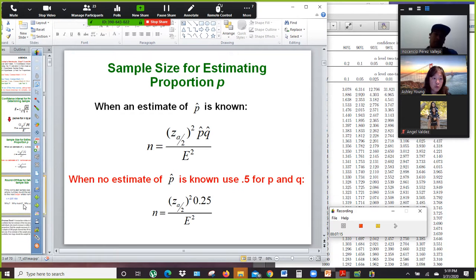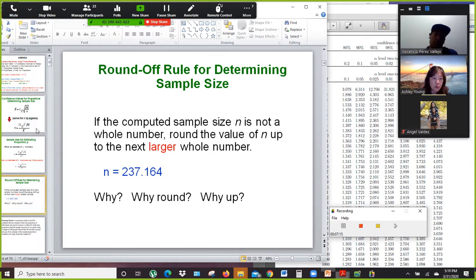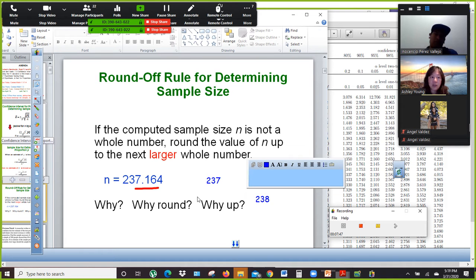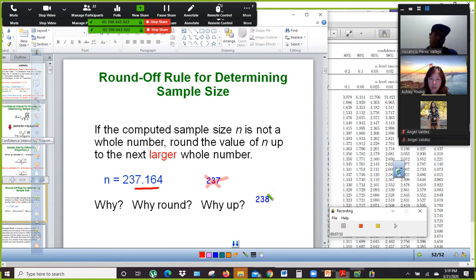One more thing. Rounding off rule, remember we have to round up because you cannot sample a portion of a person. You have to sample the whole person. And again, 237 is not enough because if I had 237 people, I need to have at least 237.164. So this is not enough. I need to have 238 people, because that would be at least 237.16. So I need to have 238 people to stay within that error.